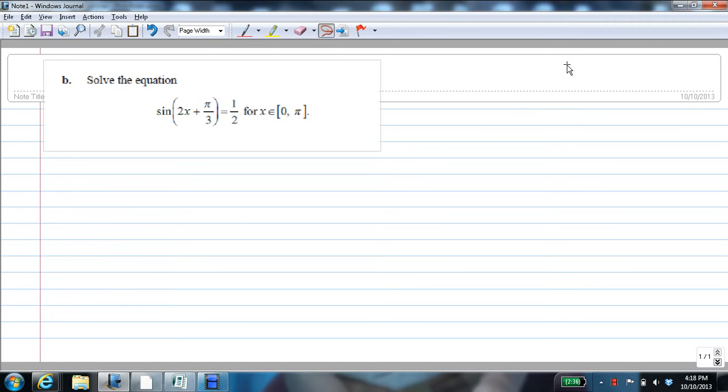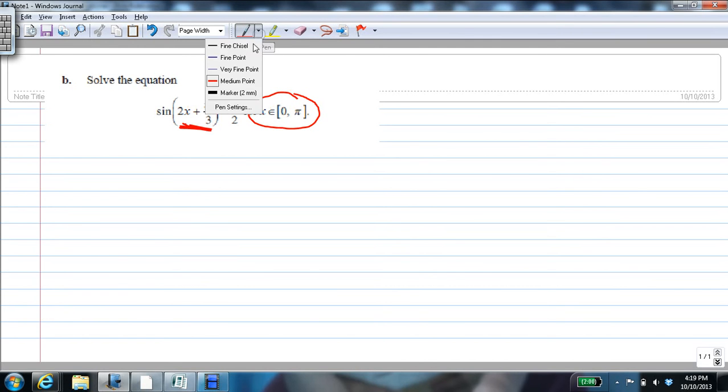In this video we're going to look at solving a different sort of trig equation, one which has something in the bracket. So we're being asked to solve sine of 2x plus pi on 3 equals a half, and we have this domain here, x values between 0 and pi. So the first thing we're going to do is get a feel for where this angle 2x plus pi on 3 is. So let's draw a unit circle.